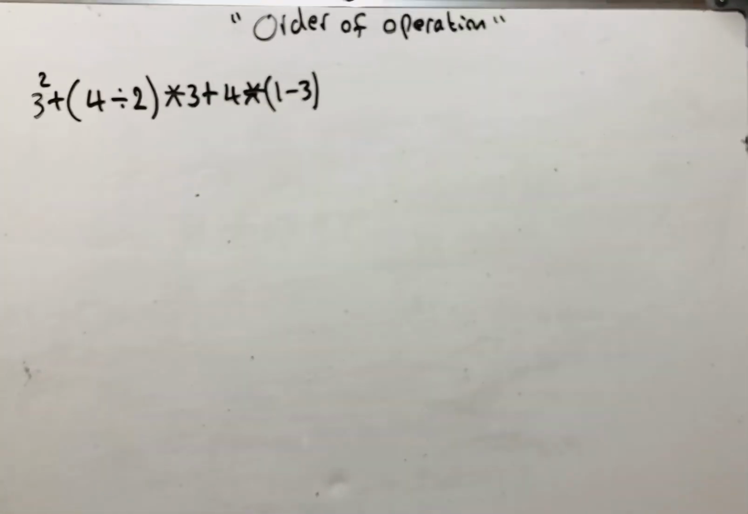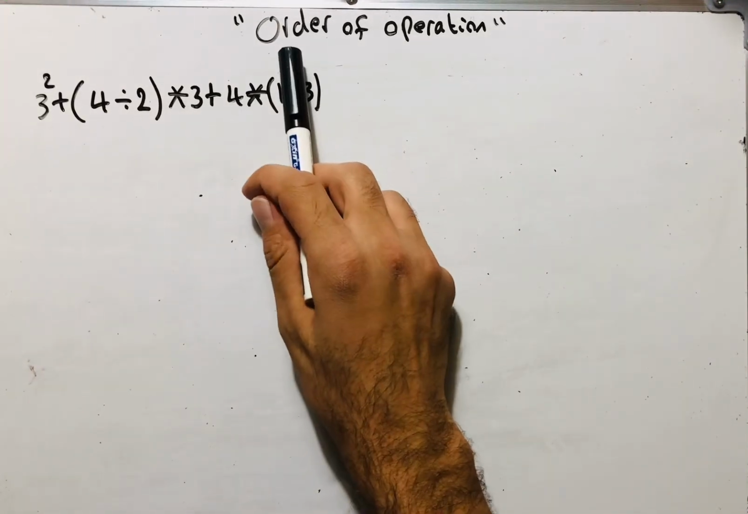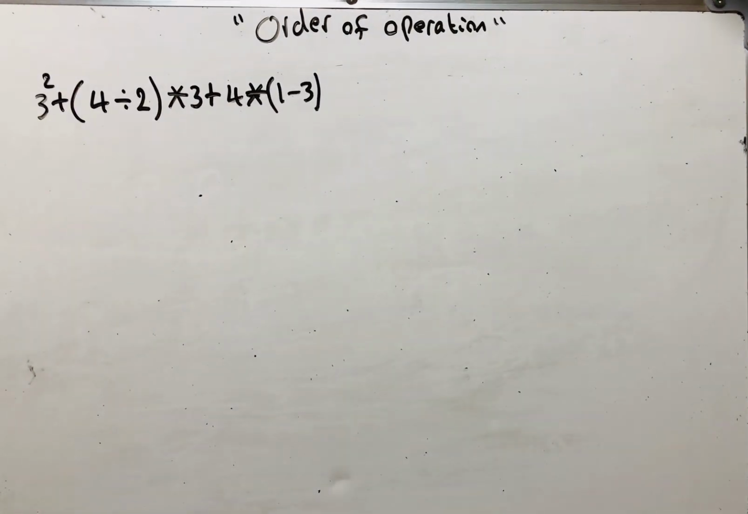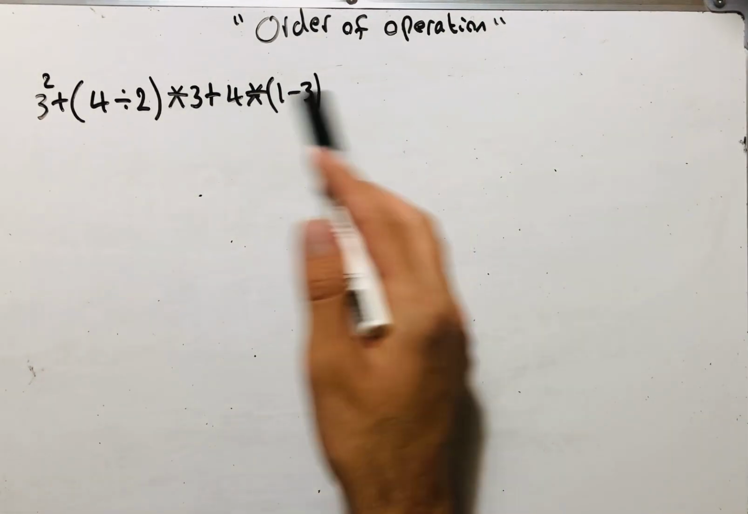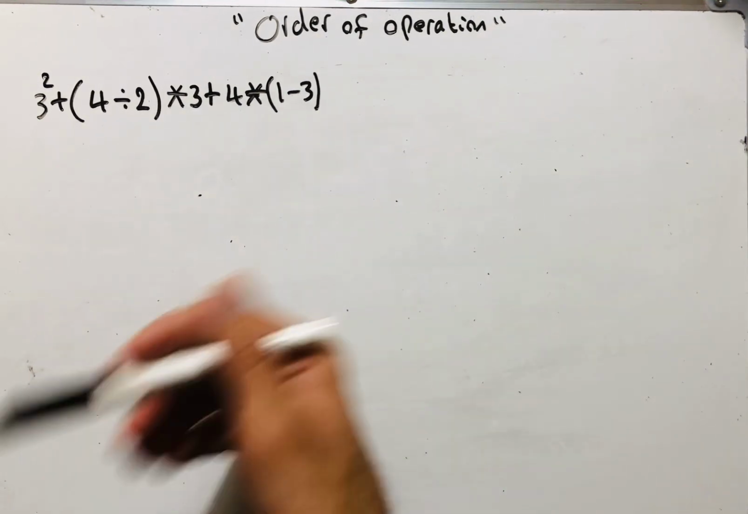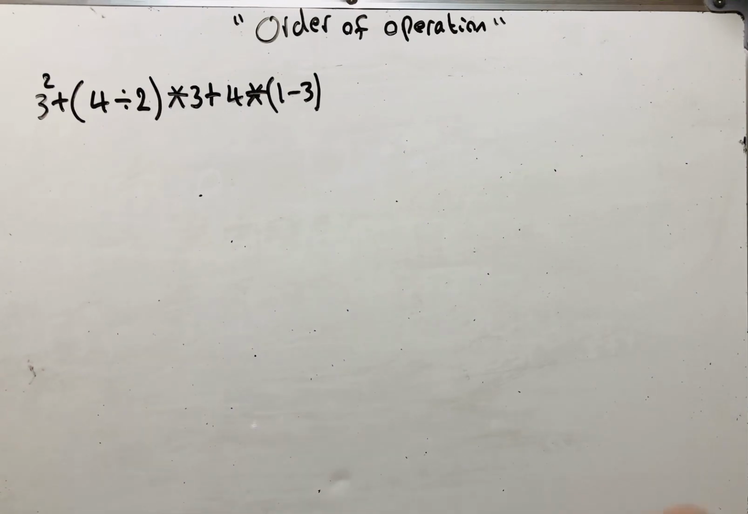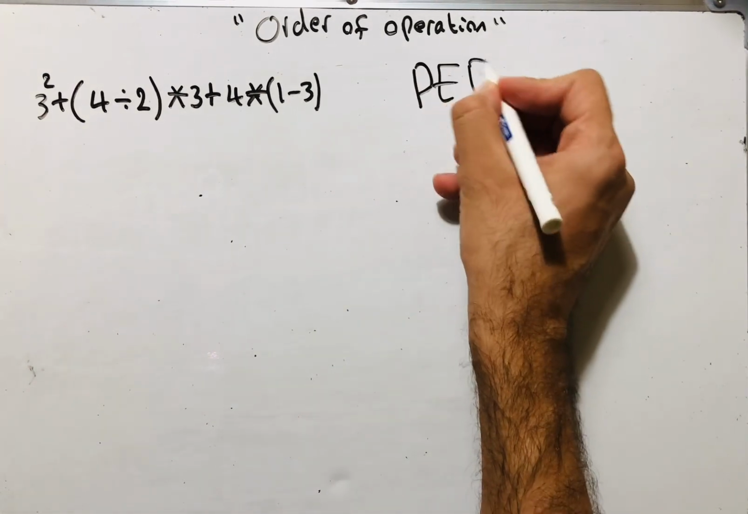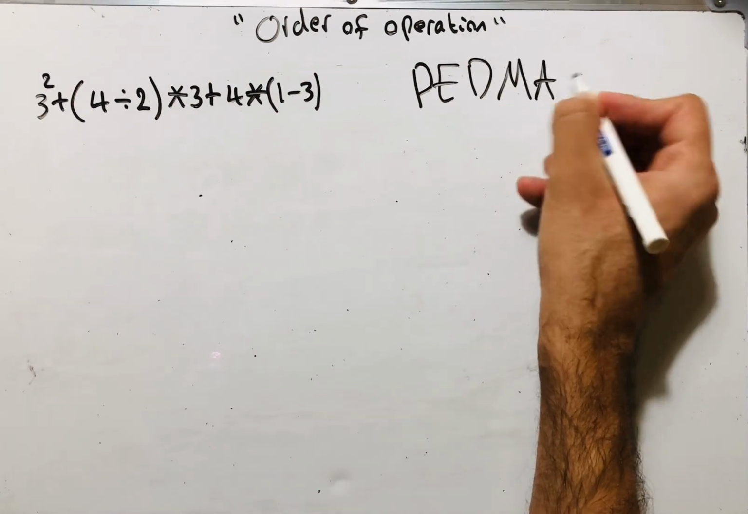Hello everyone, in this video we're going to be talking about order of operation. So basically the operation on numbers, addition, subtraction, multiplication, division, powers, brackets, which one should we do first? So I've seen this word PEDMAS before, some people use this.